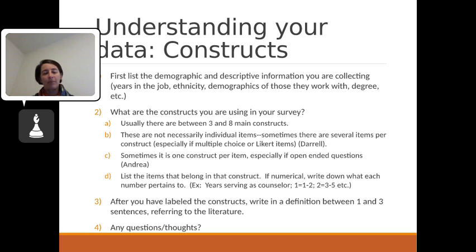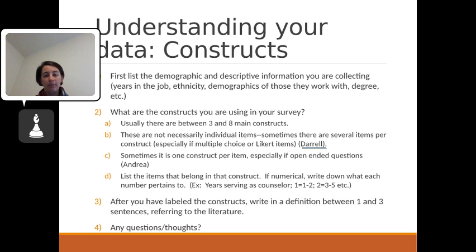The next thing on the list will be the constructs that you're asking about in the survey. And usually there are between 3 and 8 main constructs. And I'm going to give you some examples in the next slides. These constructs are not necessarily individual items. Sometimes, and actually quite often, there are several items that are together in one construct. This is especially true if there are multiple choice or Likert scale items.